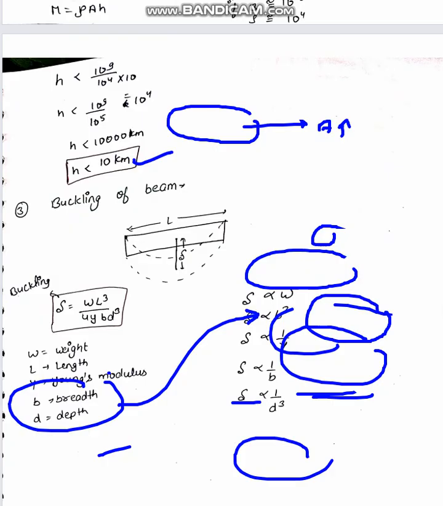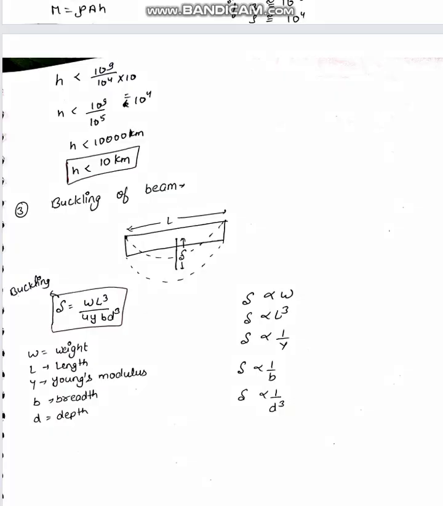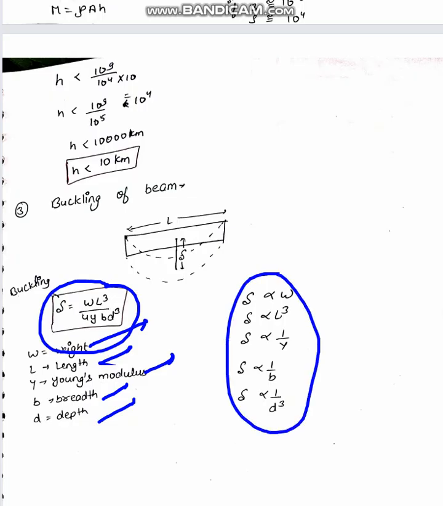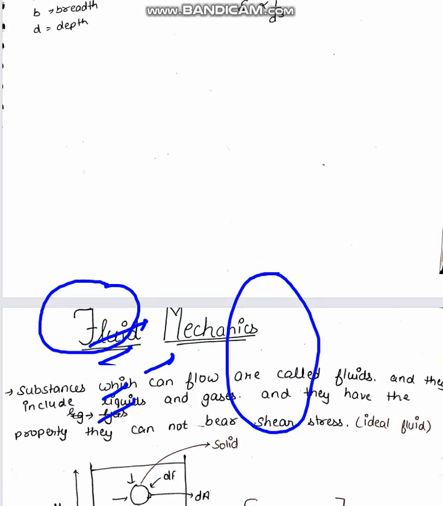Then we have the concept of buckling of beam. So buckling of beam is concerned with when a beam is put over a structure, then with due time, due to gravity, it gets bent. So if it is straight like this, then after some time it will get bent like this. So if the separation between the centers is delta, that is called buckling. And on the basis of experiments, it has been found that buckling is equal to WL cube by 4YBD cube, where W is the weight, L is the length, Y is Young's modulus, B is the breadth, D is the depth. So these are different parameters concerned with that. In this way you can find the possible graphs and all the possibilities related to this.